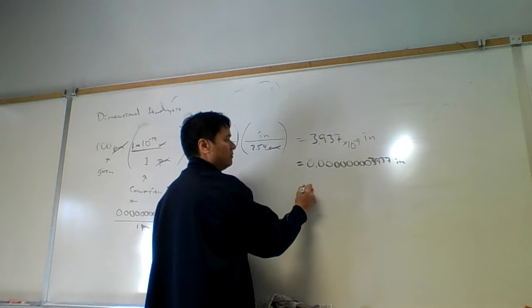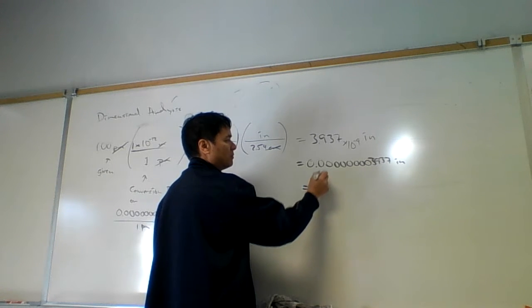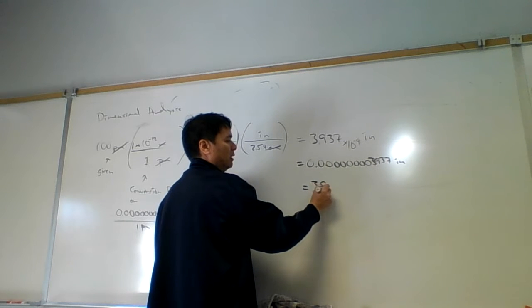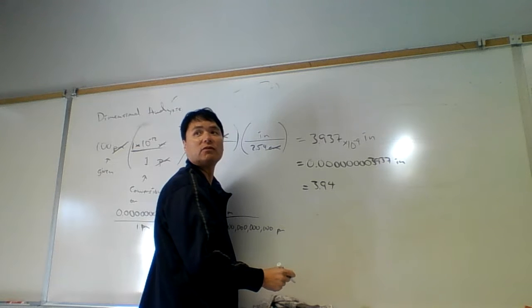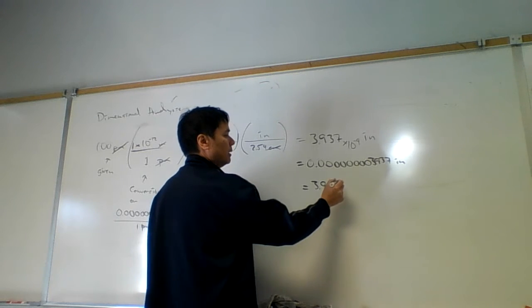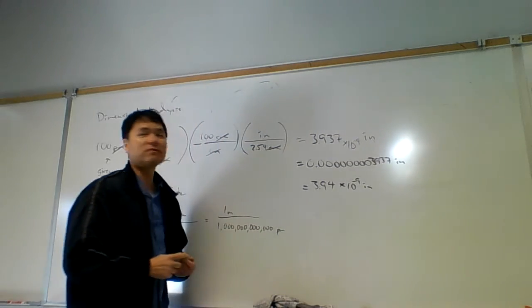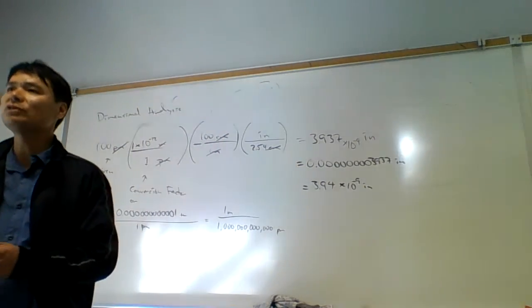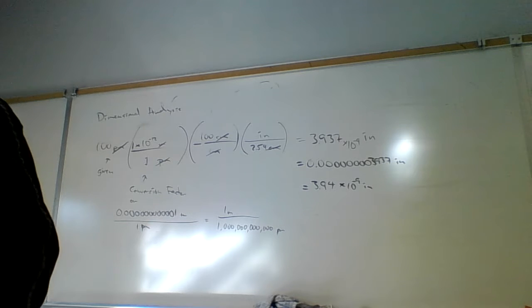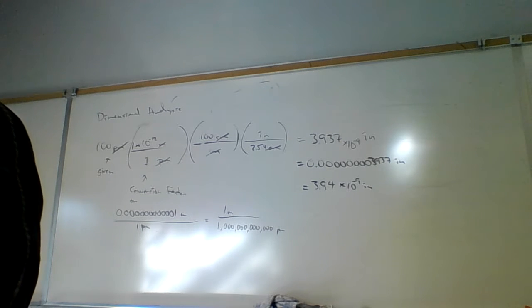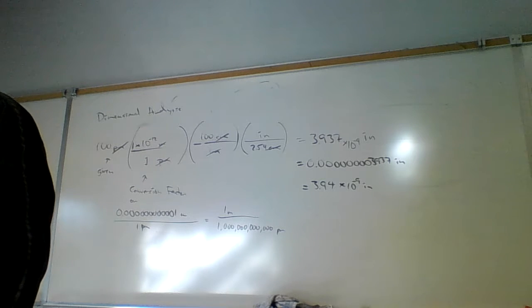But this is too many sig figs. We need to round it to 3 sig figs, let's say. If we round it to 3 sig figs, then we're going to drop the 7. If we drop the 7, then we go 3.94 times 10 to the minus 9 inches. If we do it to 2 sig figs, it would be 3.9. If we do it to 1 sig fig, what would it round to? 4. So it depends on how many sig figs. Since this is a little bit ambiguous, we'll just call it 3 sig figs. All right.